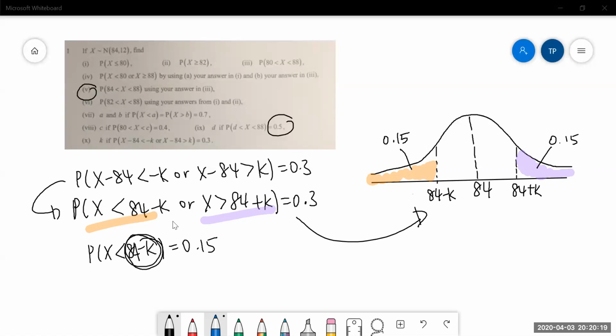Go to C or A. Yeah, I got an answer. Very good. Okay, go to A.